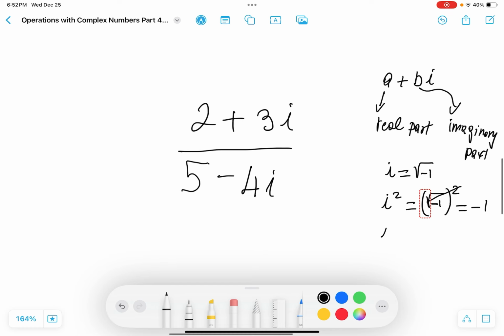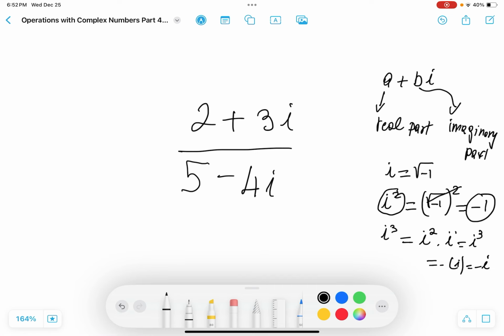How about i to the third power? i to the third power would be i to the second times i to the first, just i. So you write i and add the exponents, which gives i to the third. i squared is -1, times i, so it'll be -i. But we need i squared for this kind of problem.